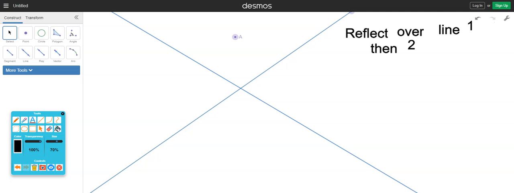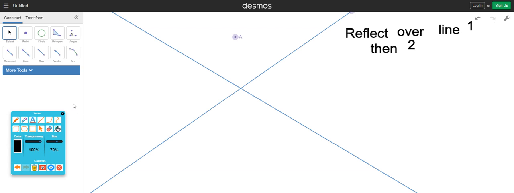Reflect over one line and then a second line. And this is the proof of composite reflections over intersecting lines. And it's actually my favorite thing to do. So first we're going to do it, and then we're going to kind of, as we go, talk about the steps. And I'm going to run through at least one set of steps here as we're going.